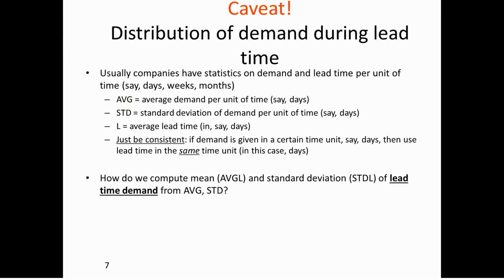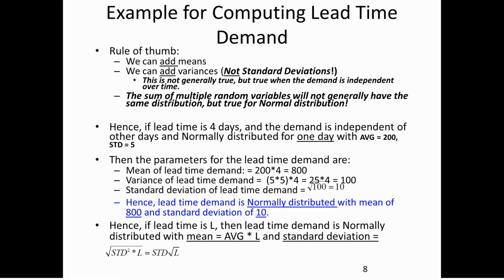So the question now is, if we have an average demand for our product and a standard deviation, let's say for our product in days, and a lead time, how do we calculate the average demand over the lead time and the standard deviation over the lead time? It's going to be a little bit different than what you might think. So let's take an example.